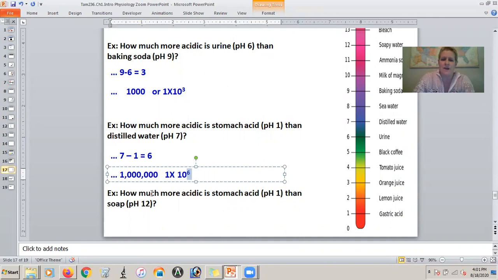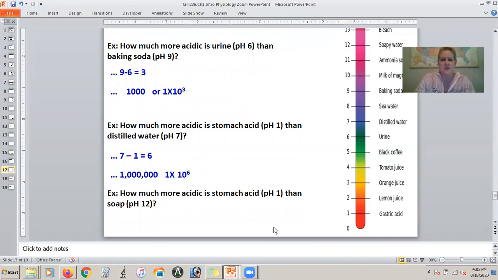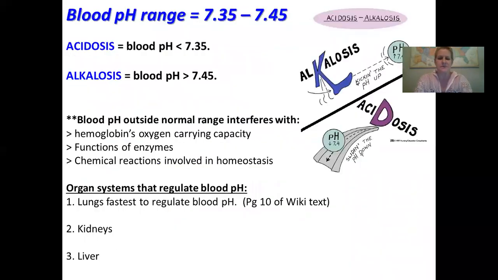Would you know how to figure out how much more acidic stomach acid is than soap? Yep, 12 minus 1 equals 11. That's 1 and then 11 zeros. Okay, so I think you understand it. So let's go back to full screen so you can see well.